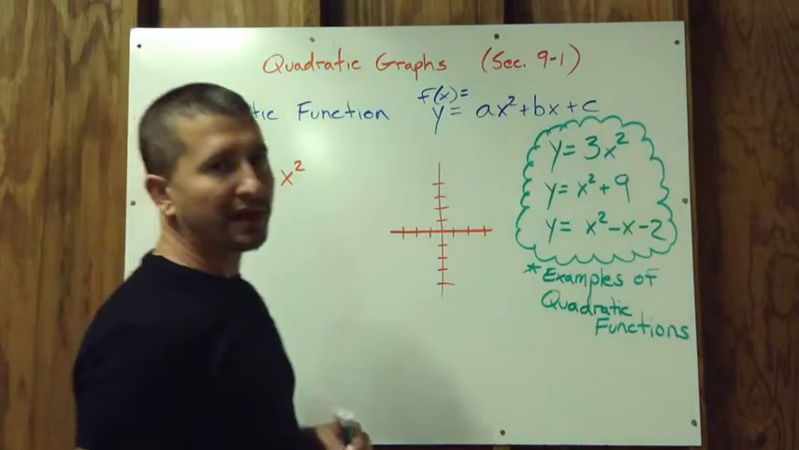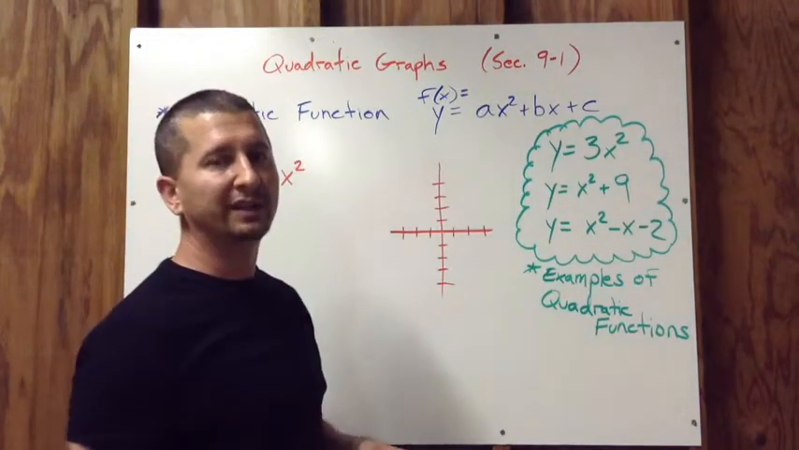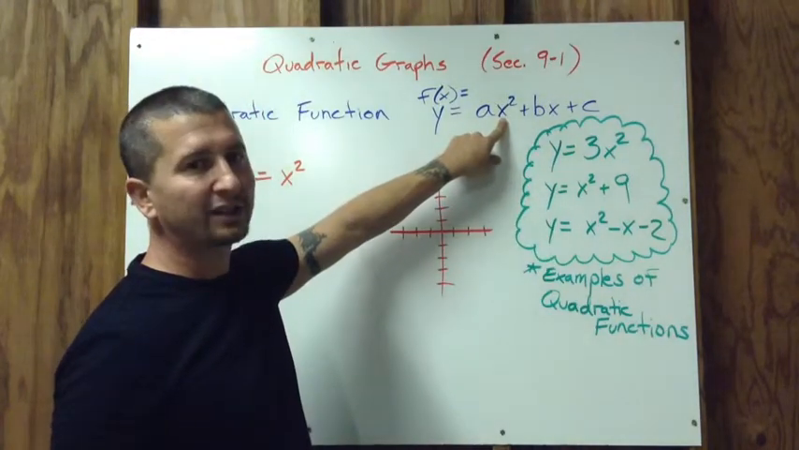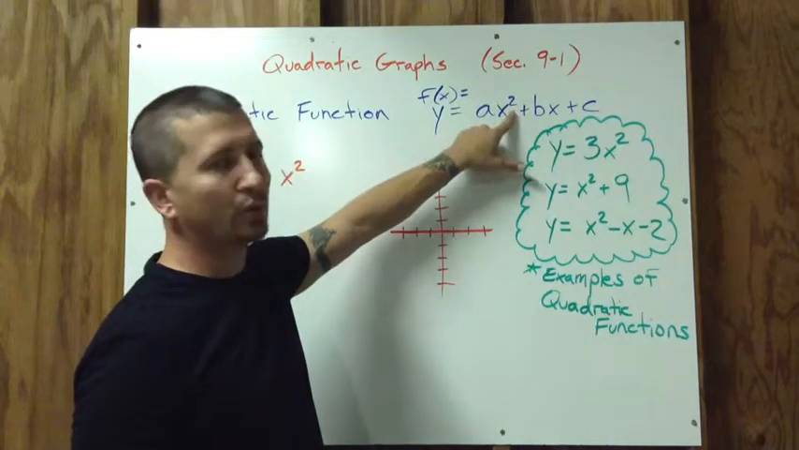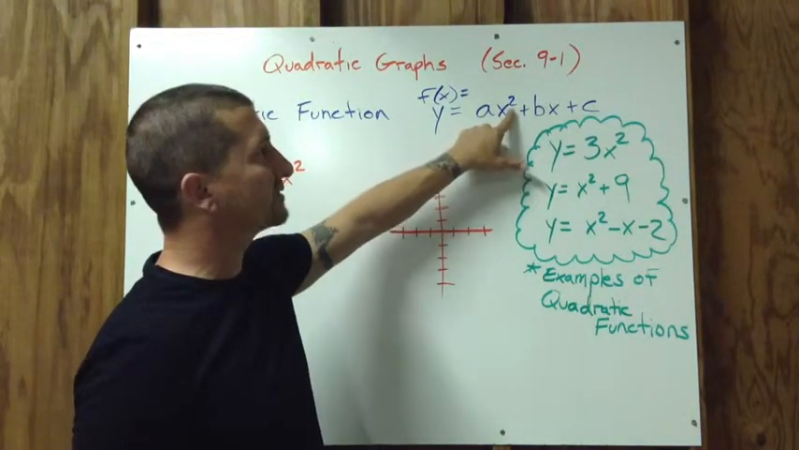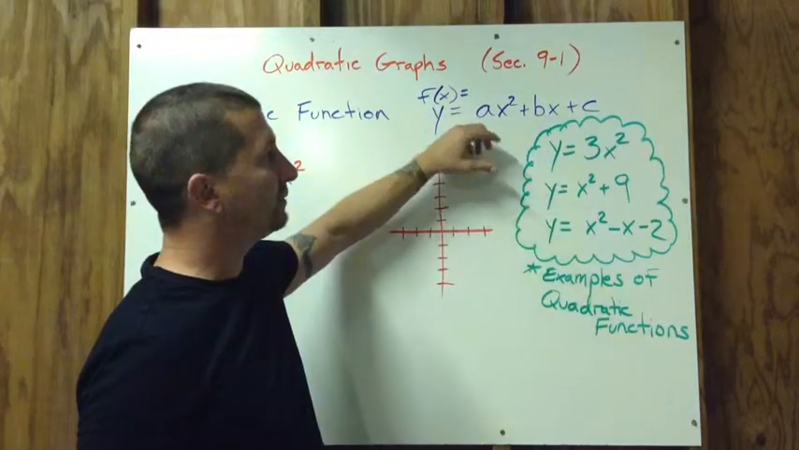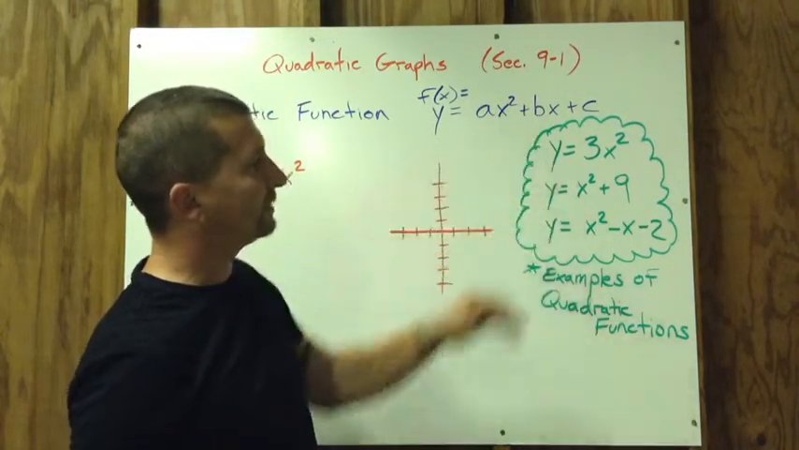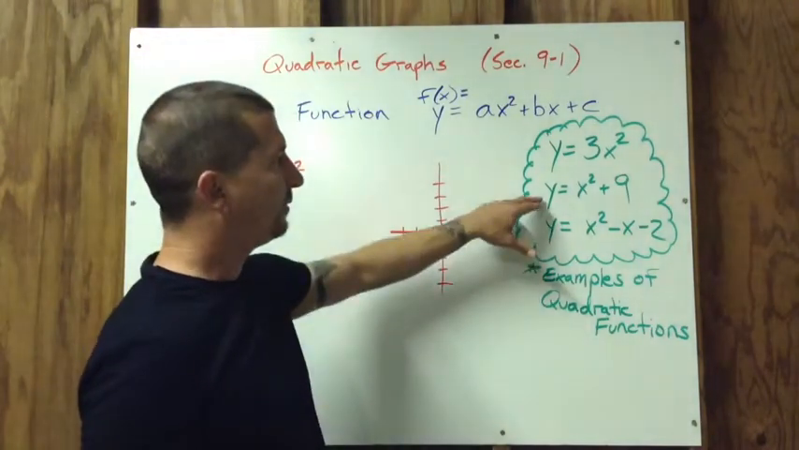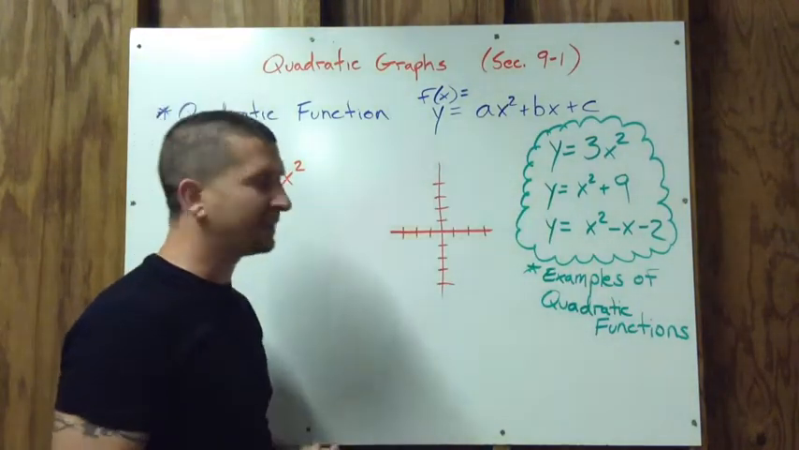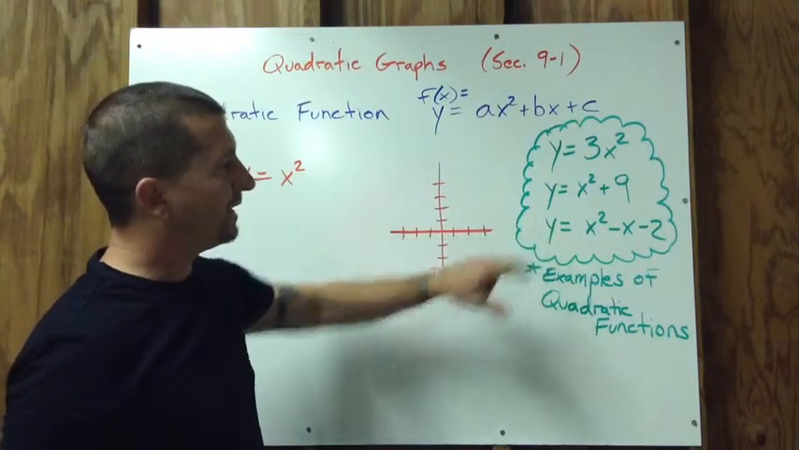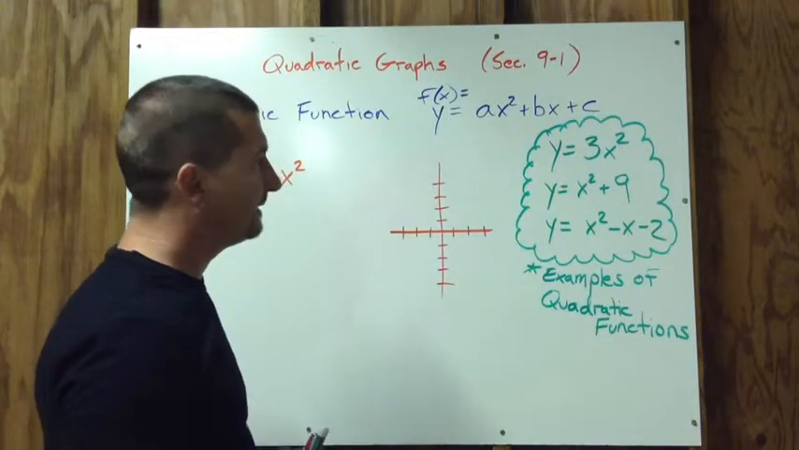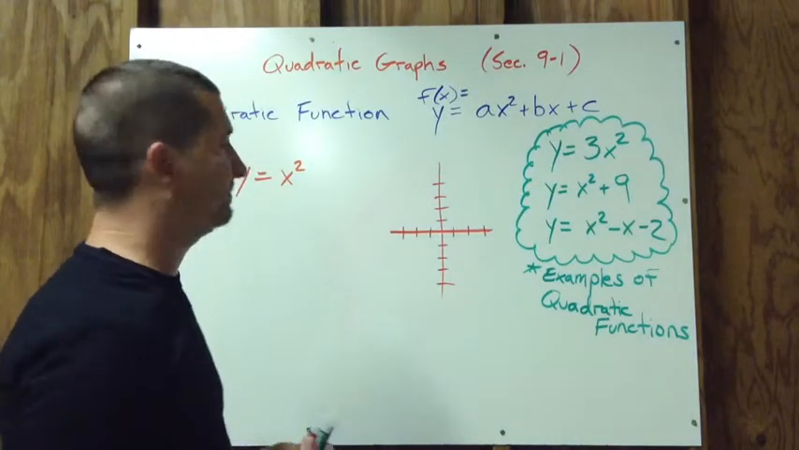Now, what makes this a quadratic equation, the way that you can tell you're dealing with a quadratic equation, is that your highest degree monomial is squared. So you have an x squared, or one of your variables is squared. Here's some examples I wrote. Y equals 3x squared, that's quadratic. Y equals x squared plus 9, it's a quadratic equation. And then y equals x squared minus x minus 2, that's a quadratic equation. Now what we're going to do today is we're going to graph them.